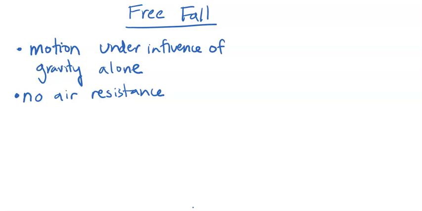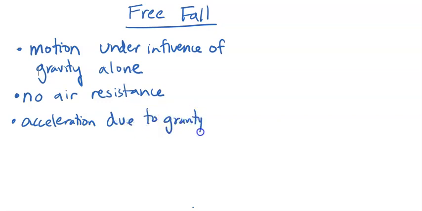Okie dokie. So today we're going to go ahead and talk about free fall. So we know that free fall is the motion of an object when it's only under the influence of gravity. And that is assuming there's absolutely no air resistance for something to truly be in free fall. The acceleration due to gravity, we'll use the little symbol g for that. So it's going to be a little g.